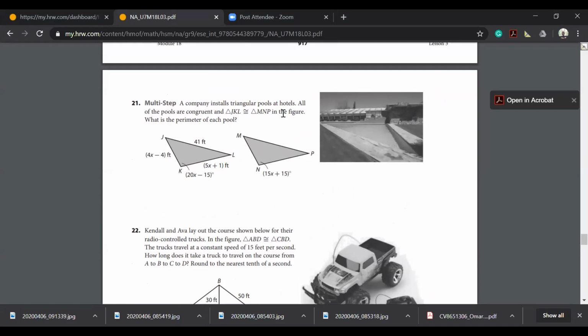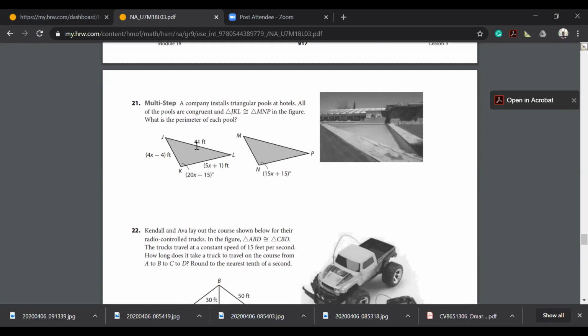And he is telling you that all of the pools are congruent. So if you get the perimeter of one pool, this is the perimeter of all pools. What is the perimeter? We said before, perimeter means that I add all sides together. Since you are talking about a triangle, how many sides do I have? We have 3. So I have to add all of the 3 sides together.